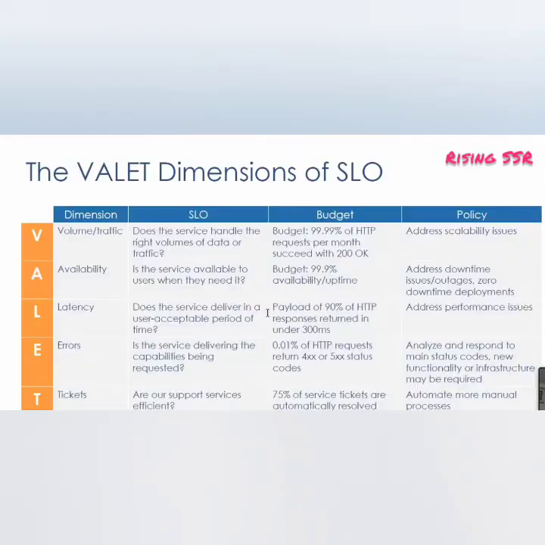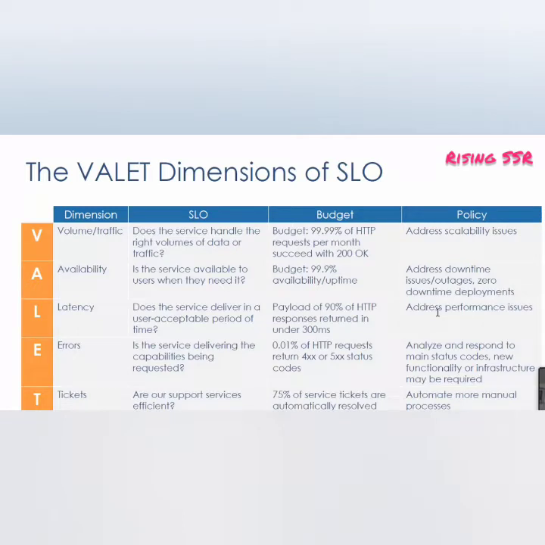And also if you look at availability, what we are saying is address downtime issues, with the condition of zero downtime deployments. That means sometimes even in the volume scenario, even if you achieve 99.99%, if your issues go beyond 200, that means you're still not meeting the SLO, right?